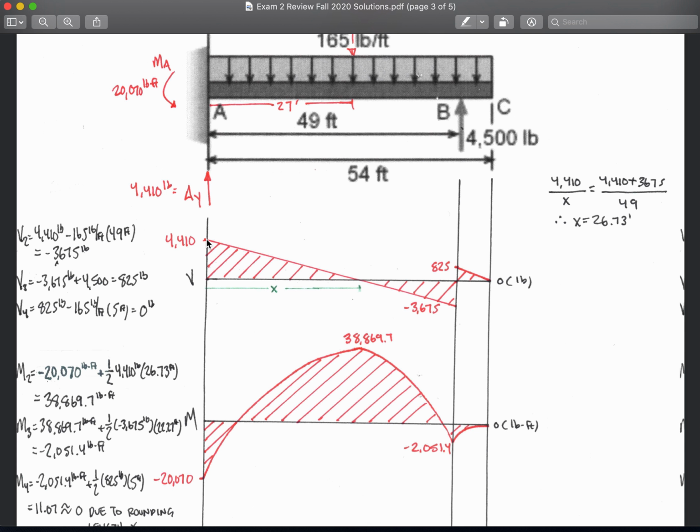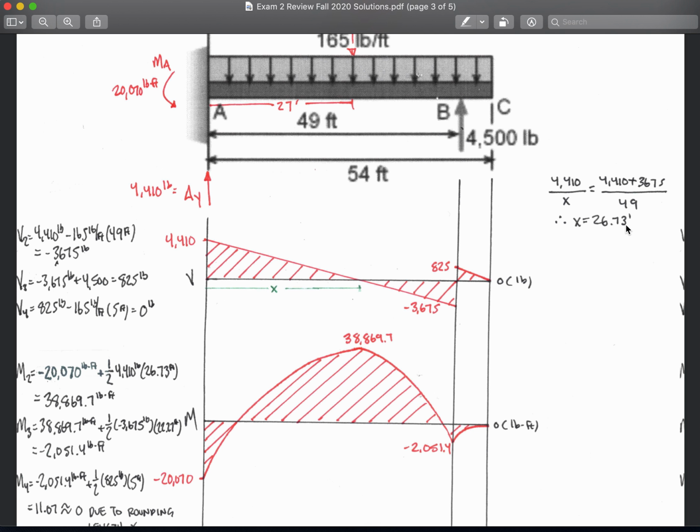Well, there's another triangle that goes all the way down to here and over. So that is 4,410 plus the 3,675. Not plus a minus, it's just the distance from here to here, which is always a positive measurement. So I add those 2 together over the distance they act over, which is the total distance here, 49. So I've written that out, and I've done the math. This says, therefore, x must equal 26.73. You do this in your calculator, and you're going to get 26.737373 repeating forever. Because of this repeating forever, the final answer is not going to be all nice and 0 on the moment diagram.